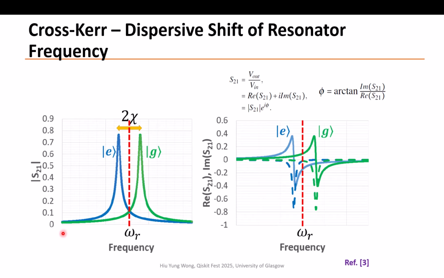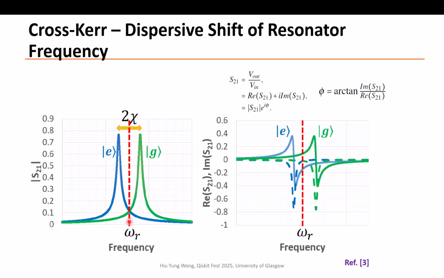And as I said, when you sweep the frequency, you have this transmission coefficient. Only the frequency that resonates with the resonator will pass through. So when it's in the excited state, you have a lower resonant frequency. When it is in the ground state, you have a higher resonant frequency. So I will always measure at the original resonant frequency.